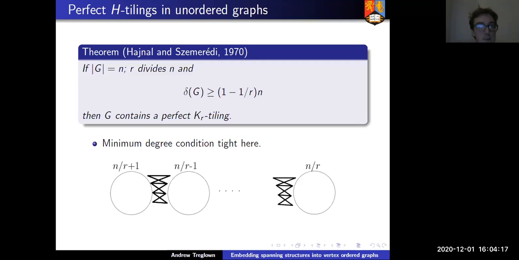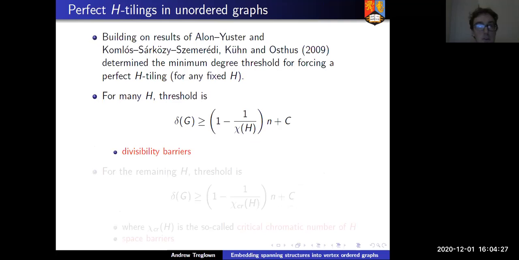Okay, so anyway, Hajnal-Szemerédi gives you the threshold for a perfect K_r-tiling. The question now is, what about perfect H-tilings in general? Well, Kühn and Osthus resolved this problem about a decade ago.